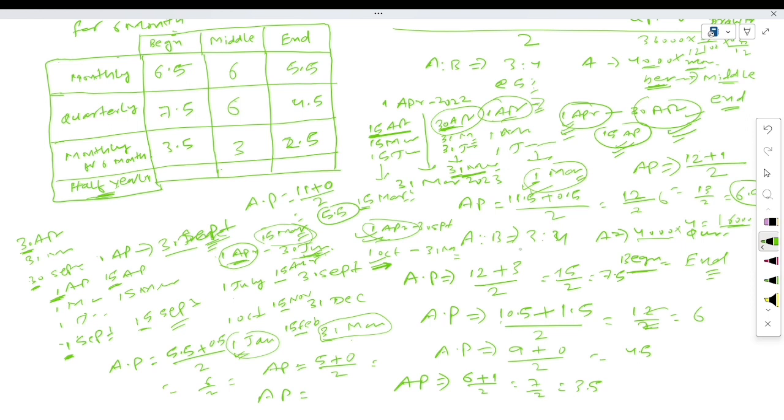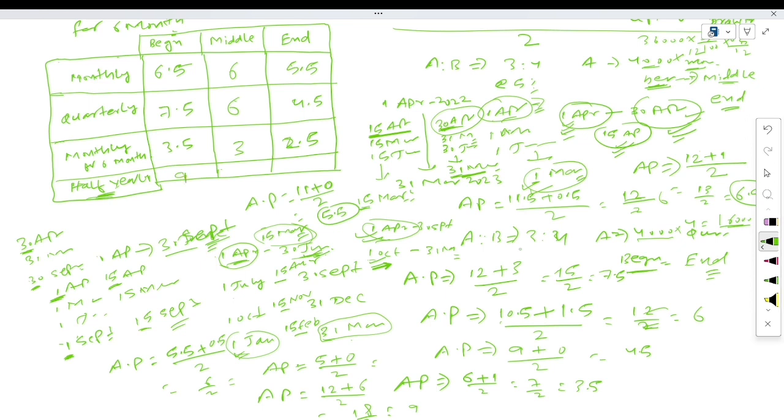What would be the formula? Month left after first drawing. First drawing would happen on when? 1st April. It means 12 months will be left, and last drawing would be 1st October. It means 6 months will be left, upon 2. 18 upon 2, it means 9. So here average period will be 9.